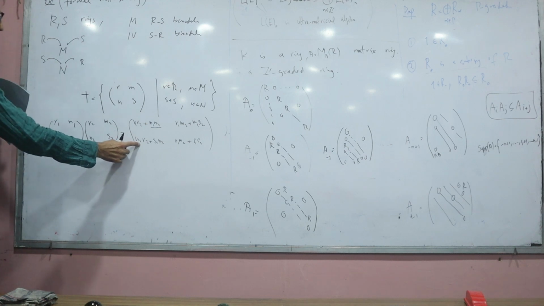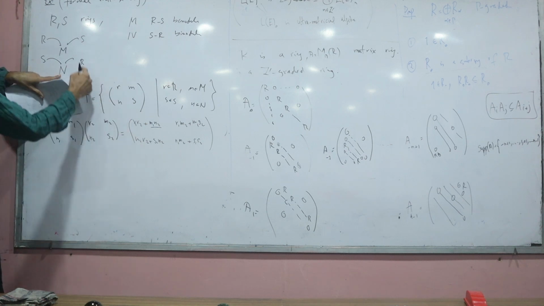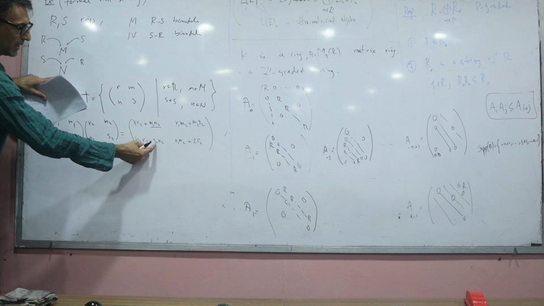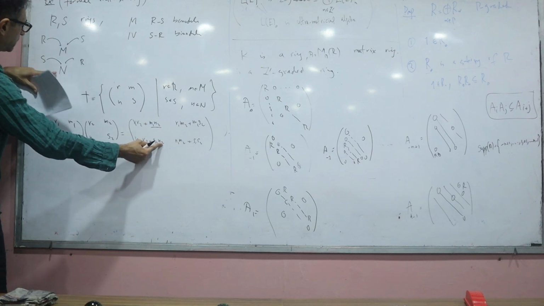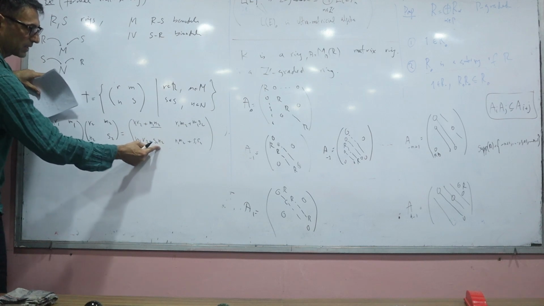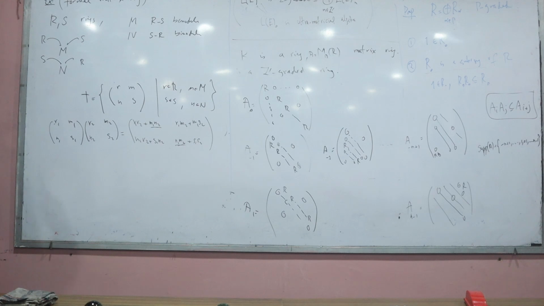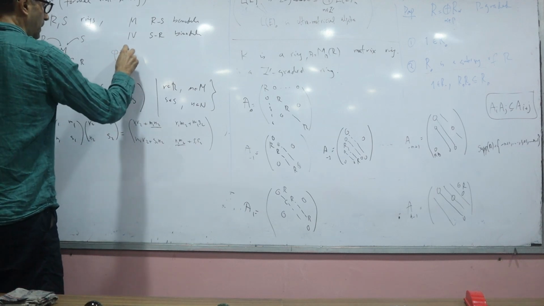This should be also okay. N1, R2. R acts on N, so that is defined. S acts on N from left. This is also defined. This is not defined. I don't have that. So in order to make things work here, I define a map.